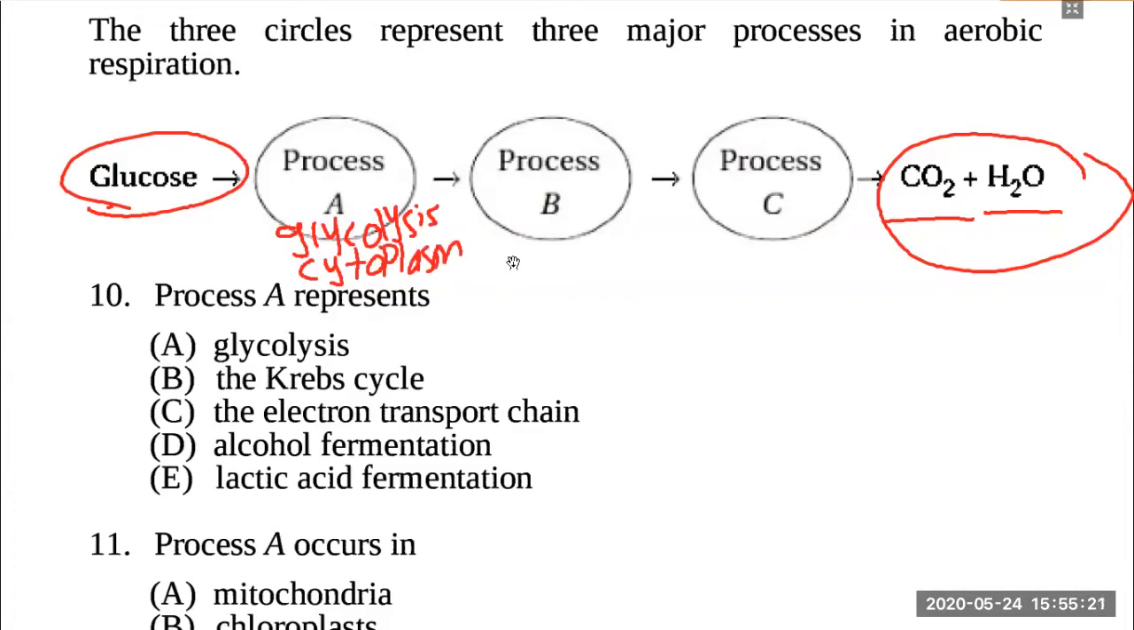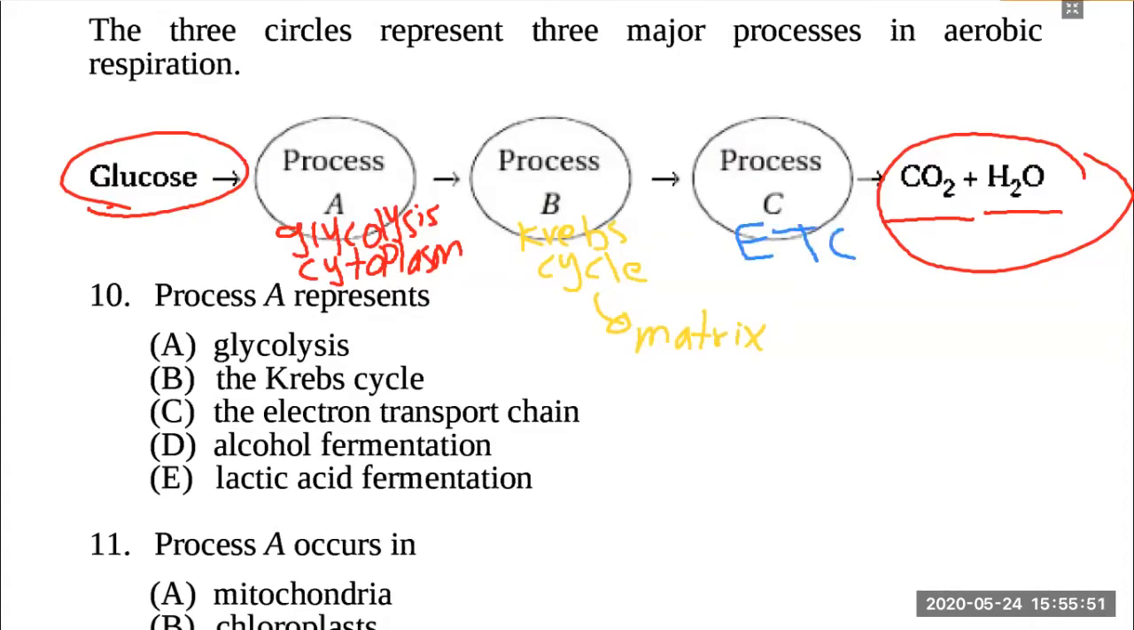Process B is the Krebs cycle, or we can say citric acid cycle, and it takes place in the matrix of mitochondria. Okay, the last process, process C, it is electron transport chain.